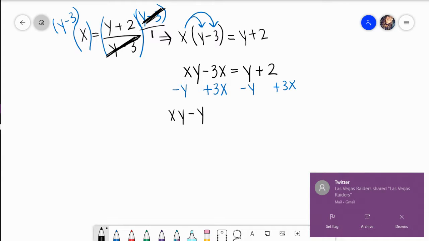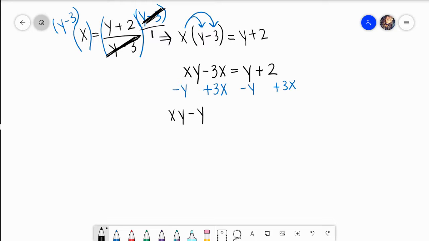And then right here, I have a negative 3x plus 3x. Those canceled each other, which is good. That's what I wanted. That was me using the inverse. I have my equal sign. And then on the right-hand side, plus y minus y goes away.